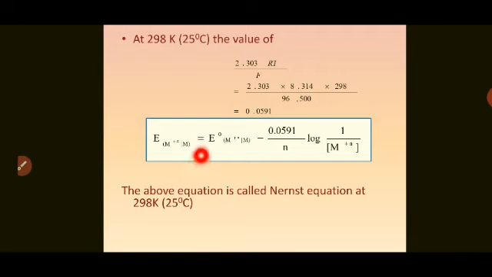So by substituting this value, you will get one more equation, that is the electrode potential is equal to the standard electrode potential minus 0.0591. Now what will come in the denominator? Only n. n shows the number of electrons. Log of 1 upon the concentration of M^n+, that is the concentration of the solution. The above equation is called the Nernst equation at only 298 Kelvin.